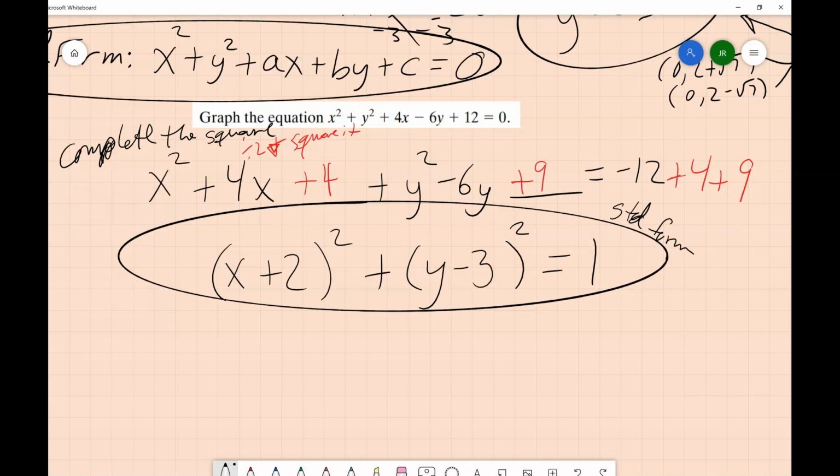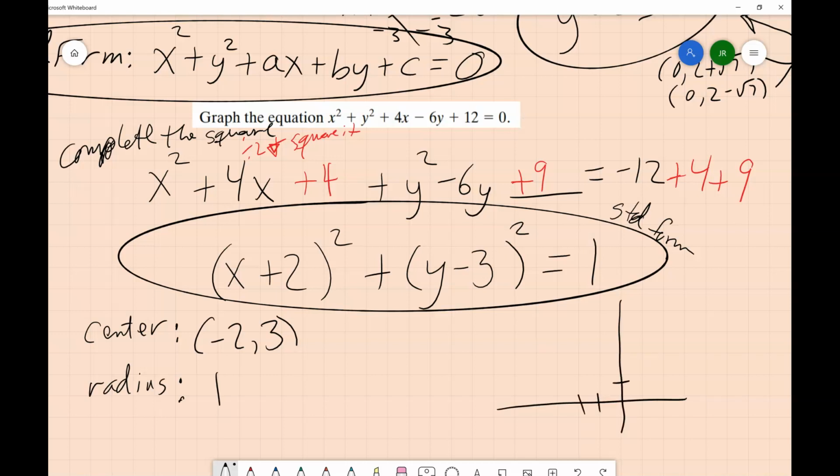So now I can find easily my center and my radius. The center is negative 2, 3. The radius is the square root of 1, which is still just 1. And now I can graph it.